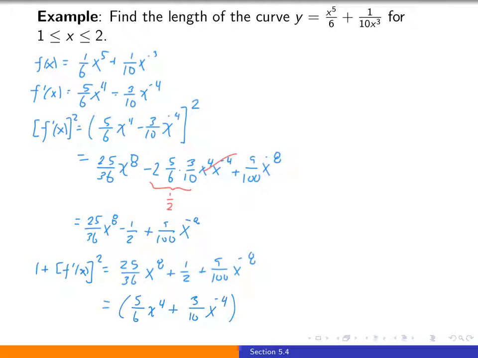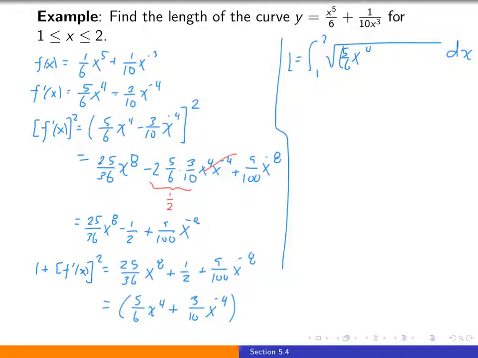So that's the most difficult part of the problem, this algebra. Because let's note what happens now when we plug it into our formula. The length of this curve is going to be the definite integral over how the x values vary, 1 to 2, of the square root of the quantity 1 plus f prime of x squared. So this is what goes underneath the square root. And we've simplified this very nicely: 5/6 x to the 4th plus 3 over 10 x to the minus 4, and it's all squared.